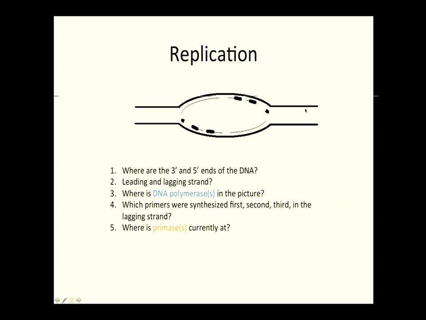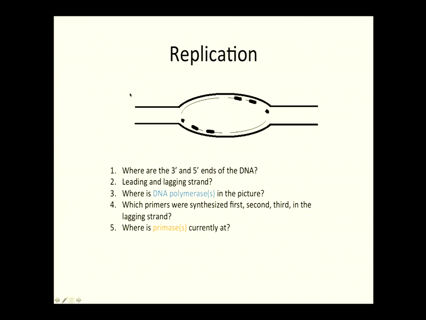Okay, I drew this picture in Paint, so if it's really unclear, I'm sorry about that. For the first question, you have this replication bubble right here, and a couple of questions. Where are the 3' and 5' ends of the DNA? Just by looking at this, you should be able to see where the 3' and 5' ends are based on where the primers are and where the strands are. So where would the 3' and 5' ends be?